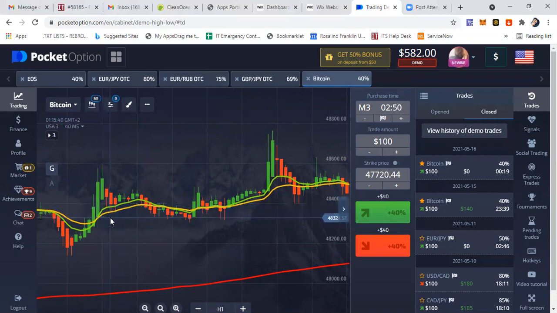Also, a rule of thumb with the Heikin Ashi candles is that you're only going to open a trade when the candle opens with a flat bottom.